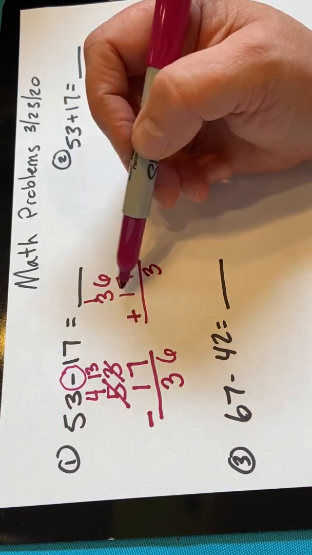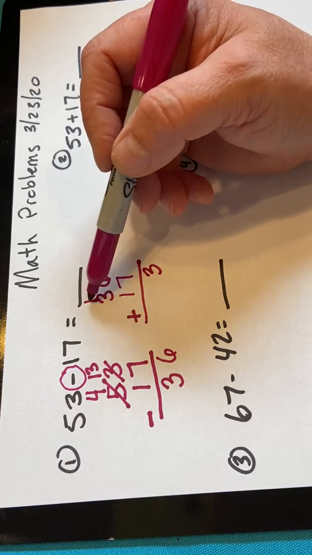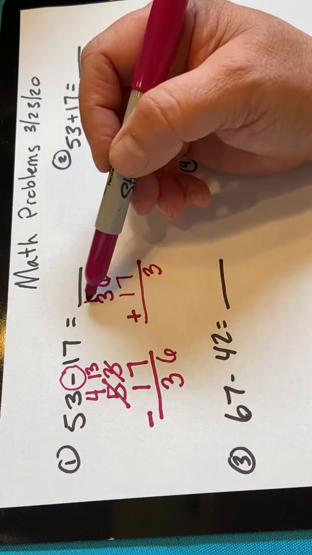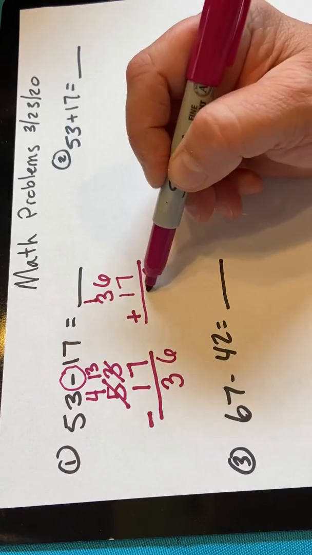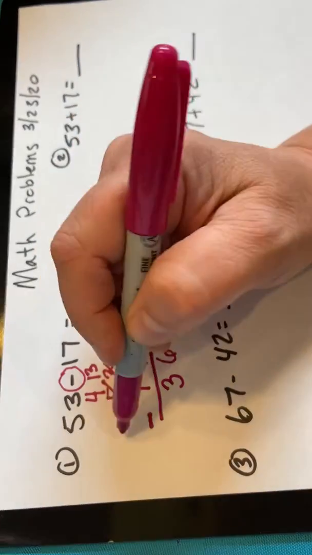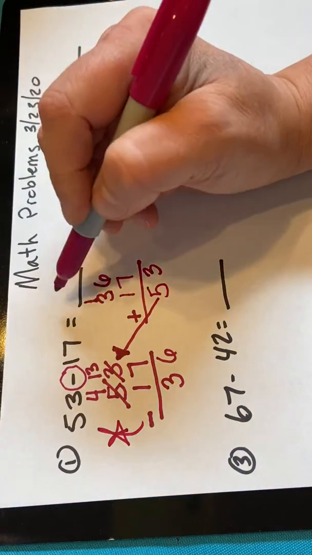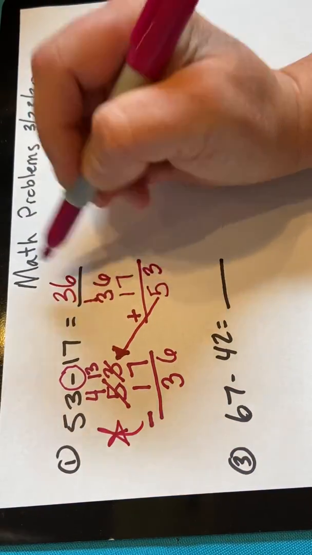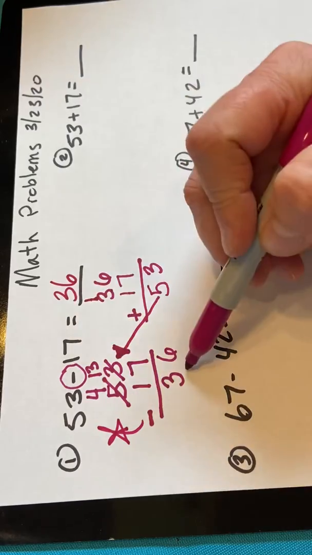Let's take a look here. We have 3 plus 1 plus 1. I like to go 3, 4, 5. And what did I get? 53. And what does it match? 53. So I know I got that problem right. And I'm going to put that answer right there. 53 minus 17 is 36.